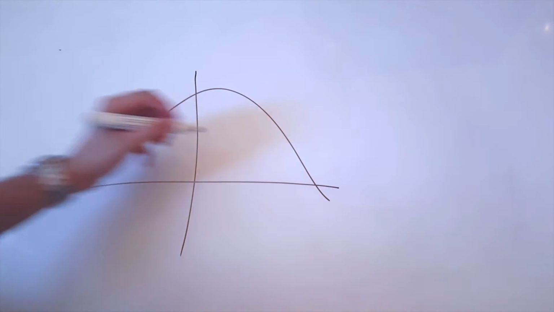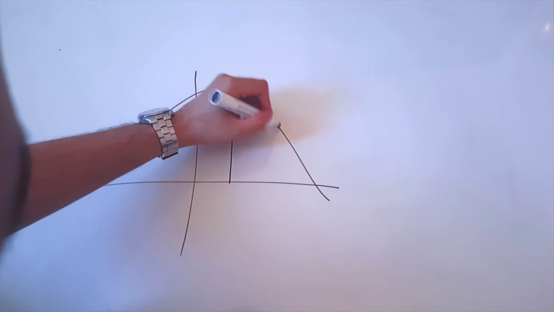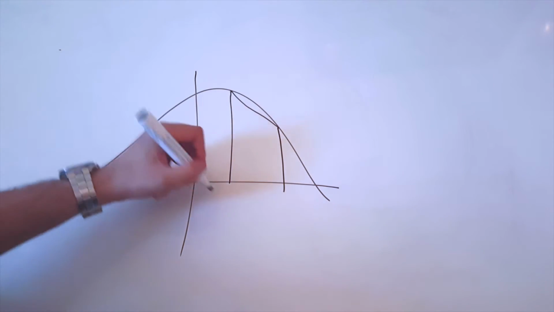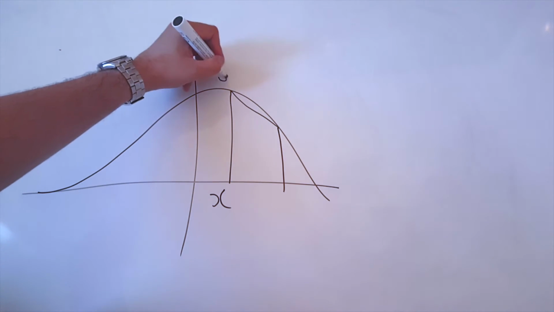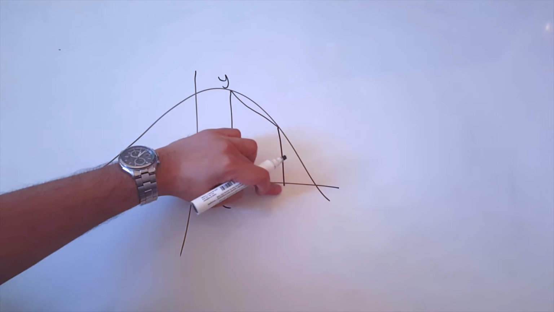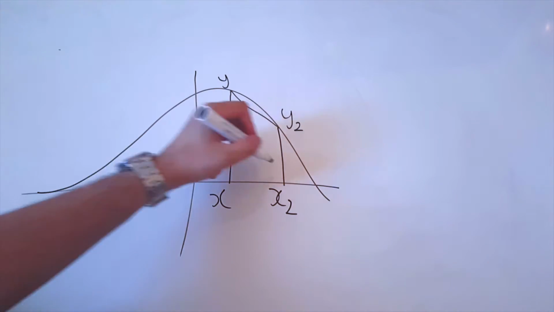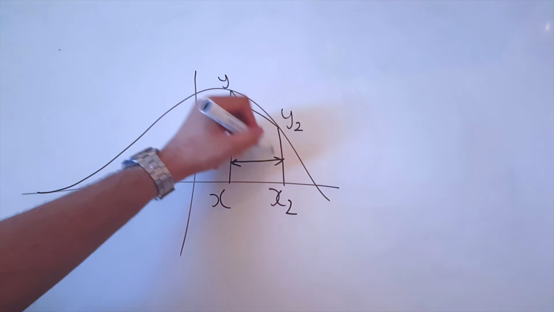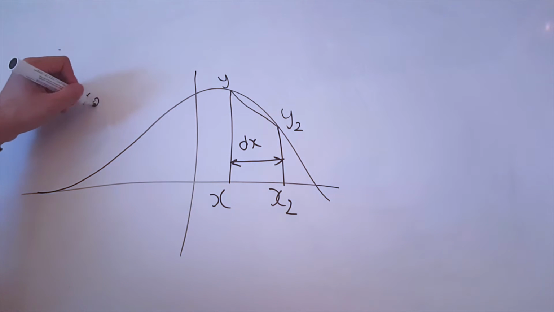Now, it's very difficult to compute an integral like this, so we're going to be using something called the trapezium rule. So what we do is we split our function into tiny strips made of little trapeziums, and we have an x value that goes to some y value, and we have an x2 value that goes to a y2 value. So let's consider the change in x. We can call that dx. We can say that dx equals x2 minus x.